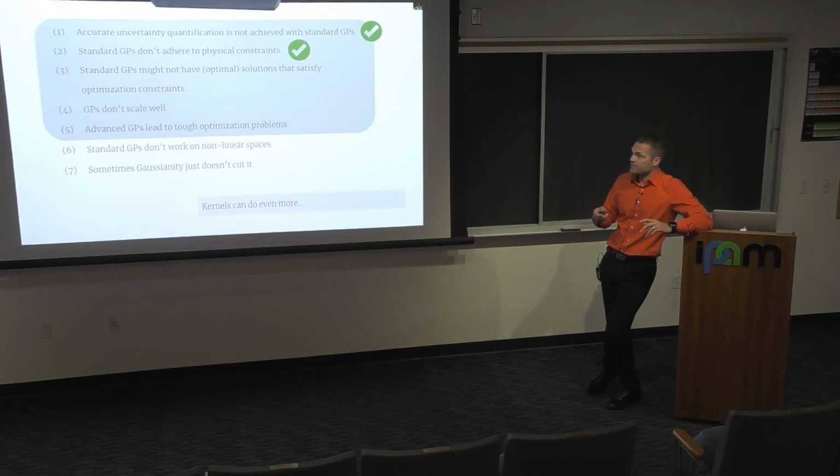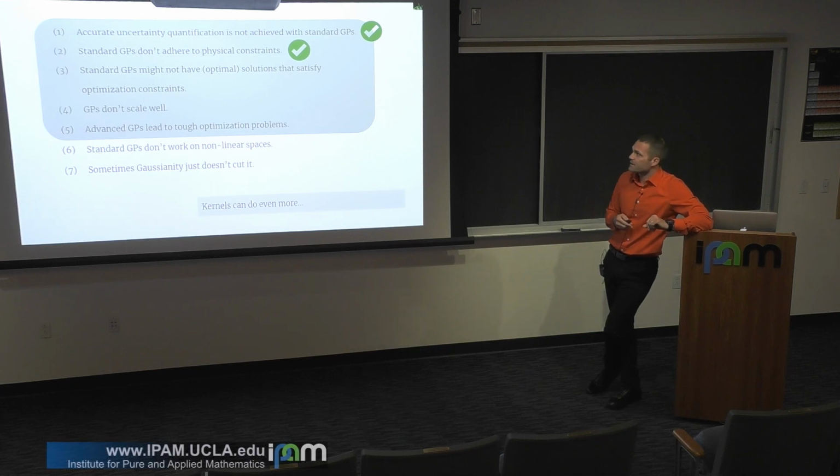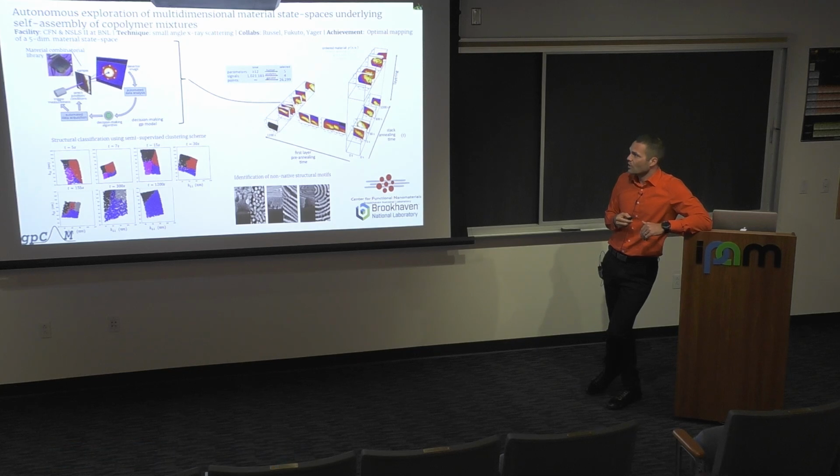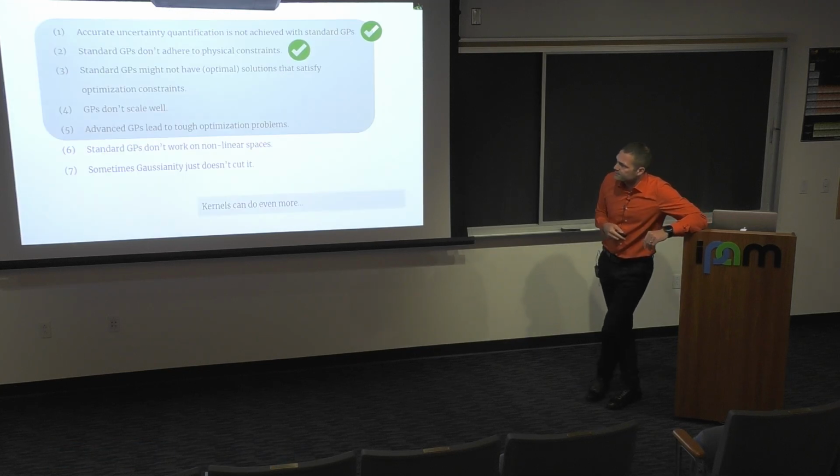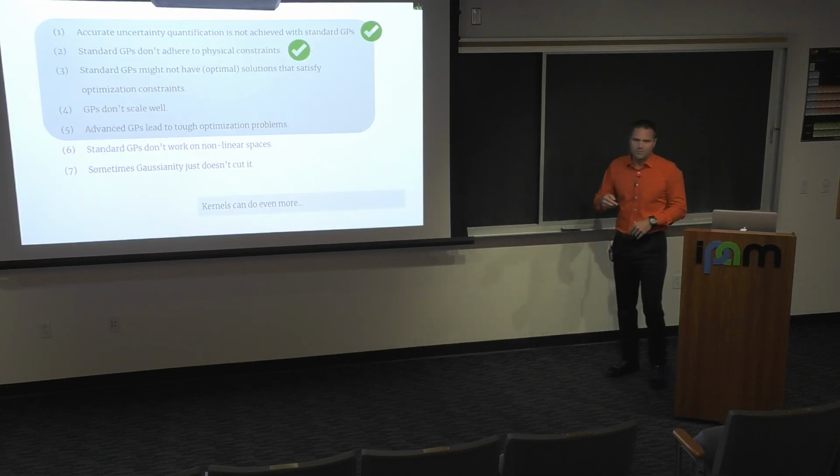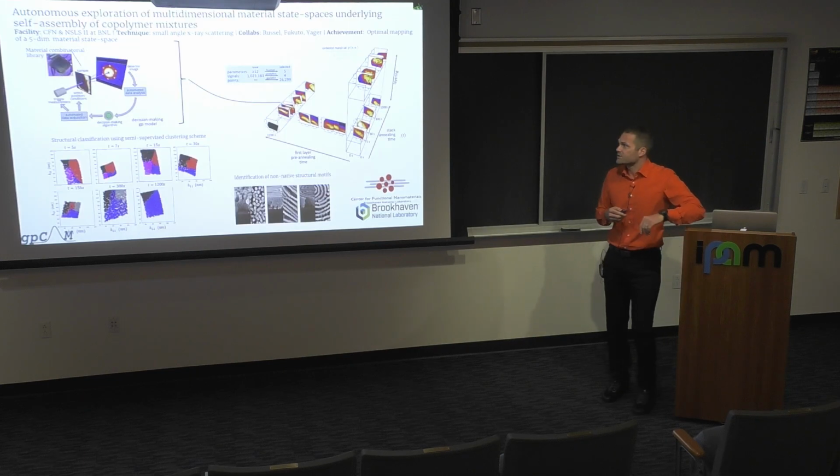OK, so these physical constraints by the reproducing kernel Hilbert space are covered. It can be done by really powerful stationary kernels, or sometimes, as we just saw in an example, a mixture, which makes it non-stationary. And let's talk about the standard GPs that might not have optimal solutions. I want to do that by showing an example.